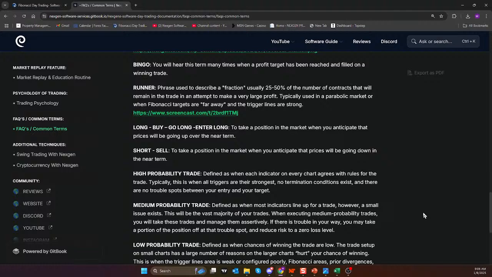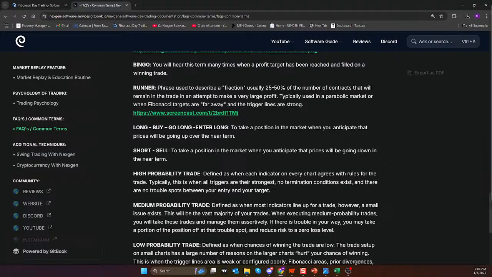Guys, this is the best of the best. This is the highest probability. This is when the triggers are their strongest. No termination conditions exist. There's really nothing between you and your target. This is a trade that typically wins 70 to 80% of the time when you follow the rules. This is a trade that creates an awful lot of confidence through that memory of success.